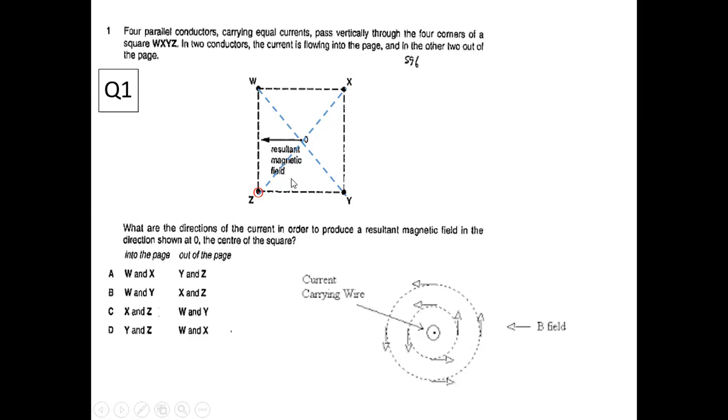This is a plan view. You look from the top. Imagine there are two of them coming out and two of them going into the page, the current. And you want a resultant magnetic field in this direction at the center there. And it's a square. So what's your answer?